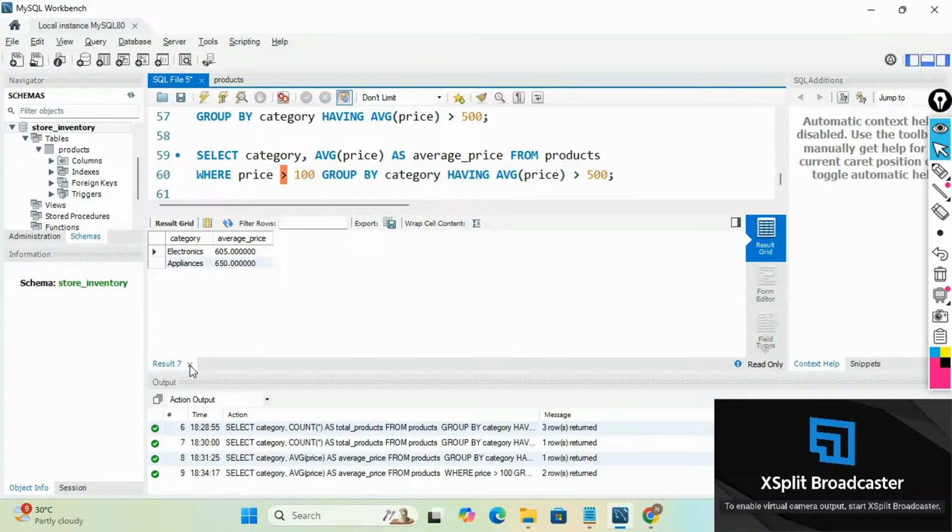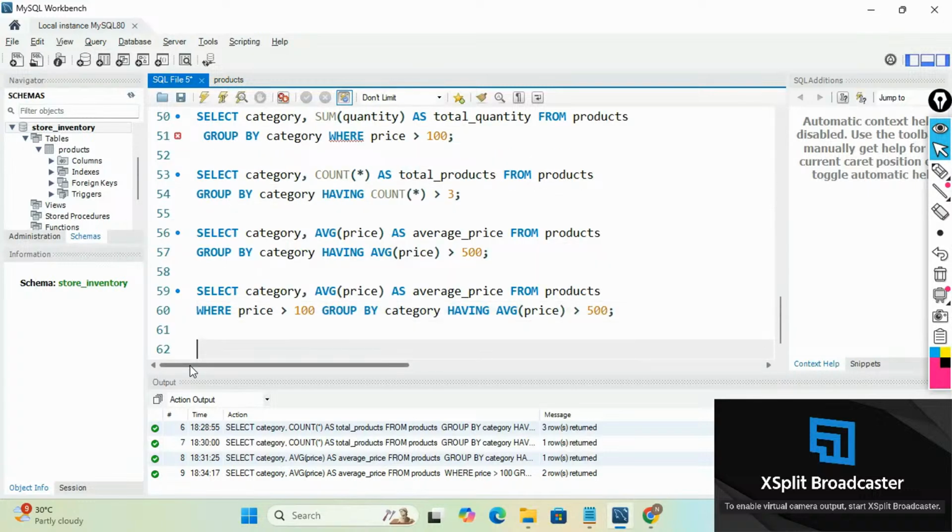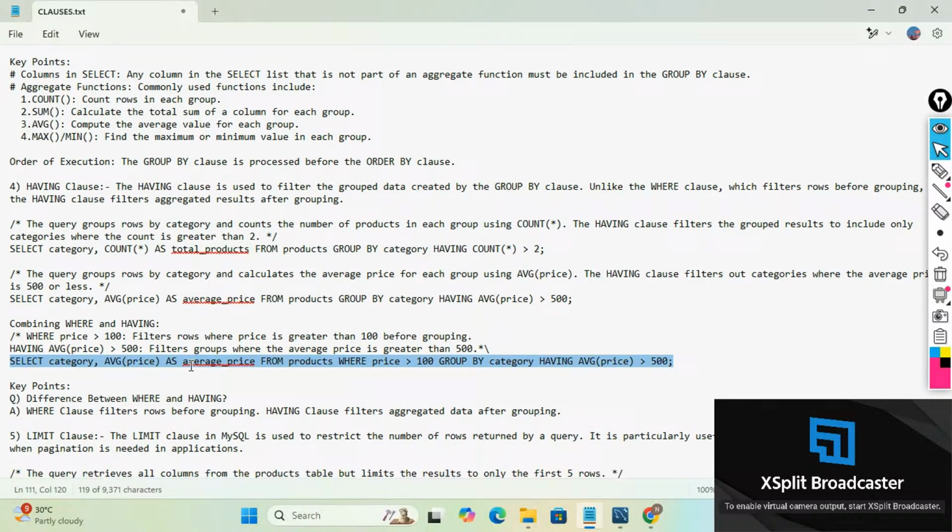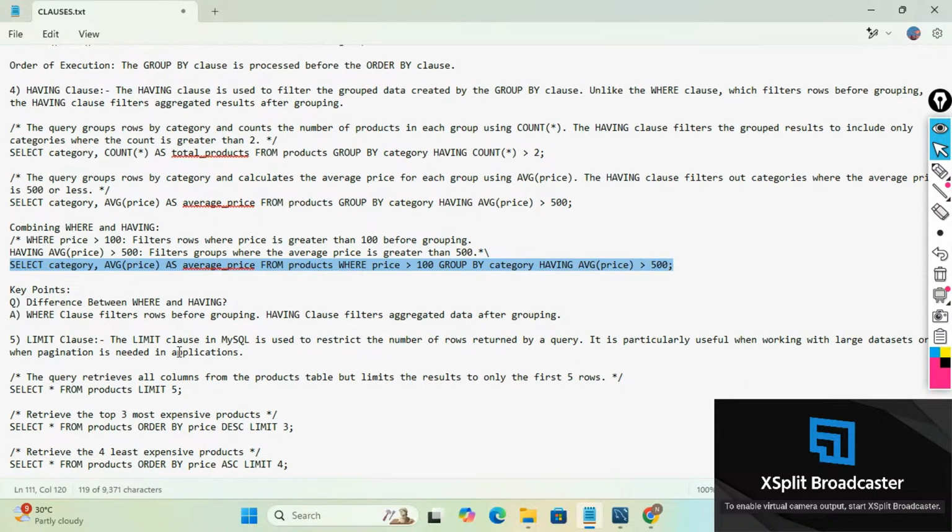Yes. Let us also use more clauses in the same SQL query, but there are a few more clauses to understand. So we'll go on. Here are some of the questions that can be asked. Very important question: what is the difference between the where and having clause?